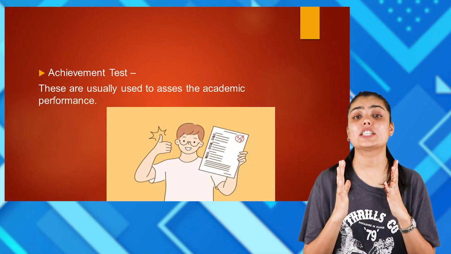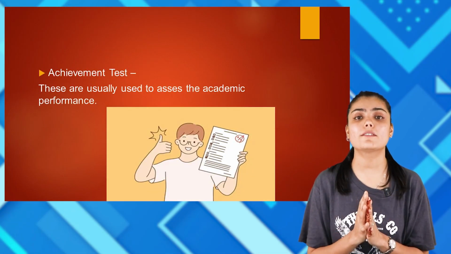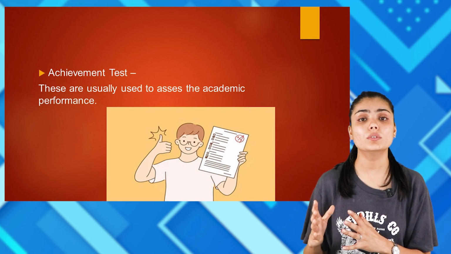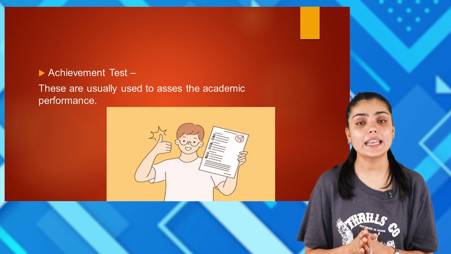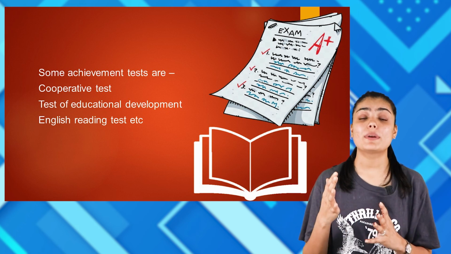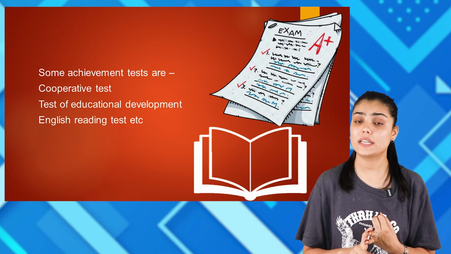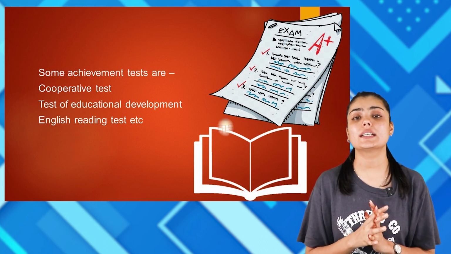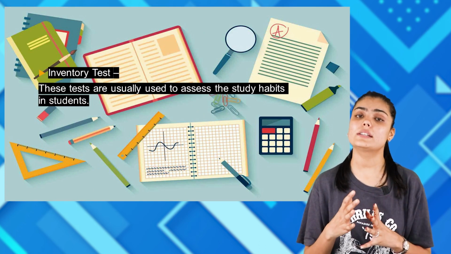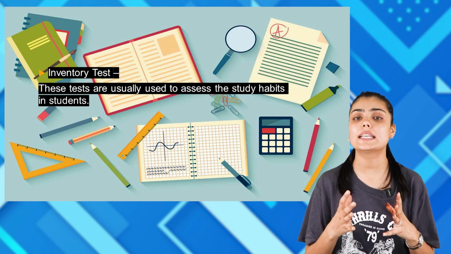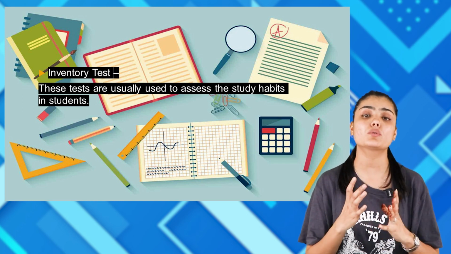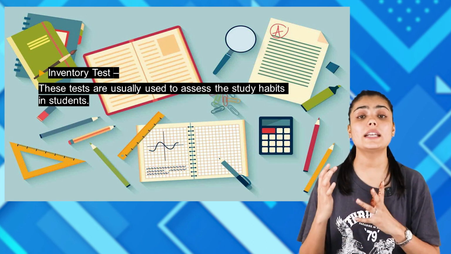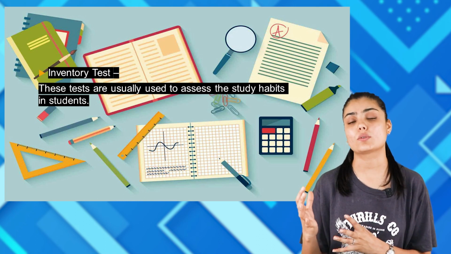The third one we have is achievement test. Again, from the term itself, we can understand what this test is. Achievement test is usually done in order to assess the academic performance of an individual. A few examples of achievement test are cooperation test, English reading test, and test of educational development. And the last type of psychological test is inventory test. Inventory test is usually used to assess the study habits in students. It is usually used to understand the habit of studying in students. These are the different psychological tests used in the process of counseling.